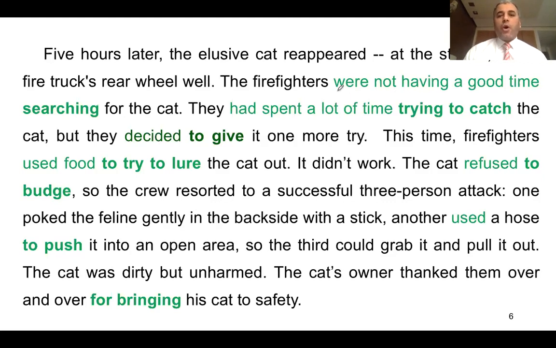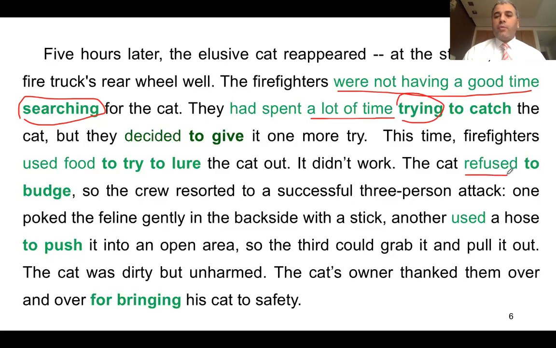So here we have, were not having a good time, searching, okay? And then had spent a lot of time, spent a lot of time, and then you have trying, okay? Refused, you have this expression which is followed by to budge. Another used a house, to push it. And then you have for bringing.